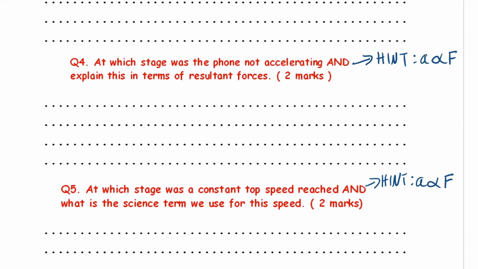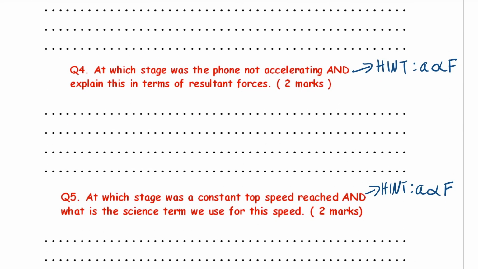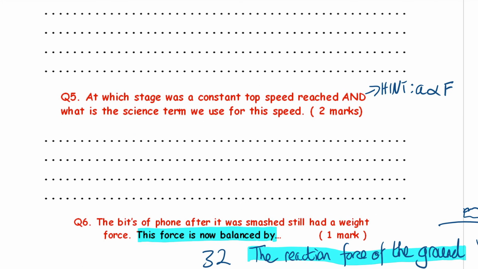Question 4. At what stage was the phone not accelerating? And explain in terms of resultant forces. You can do that just using the same hint. If there's zero force, there's zero acceleration. And which stage was a constant top speed reached? And what is the scientific term we use? Well, that's terminal velocity.